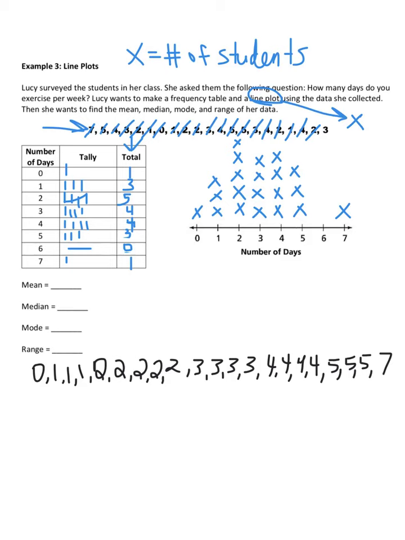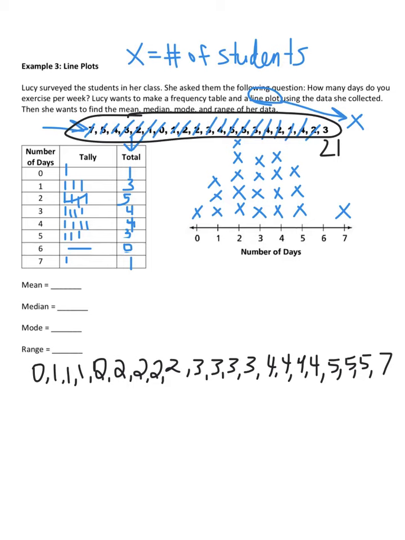So I have all my numbers in order from least to greatest. If I count the numbers at the top, I should get 21 numbers. So I'm going to count the numbers at the bottom. 1, 2, 3, 4, 5, 6, 7, 8, 9, 10, 11, 12, 13, 14, 15, 16, 17, 18, 19, 20, 21. Good. So I have all my numbers there.